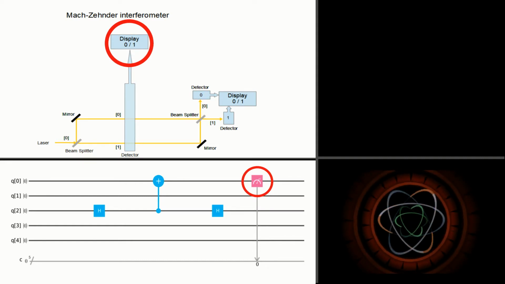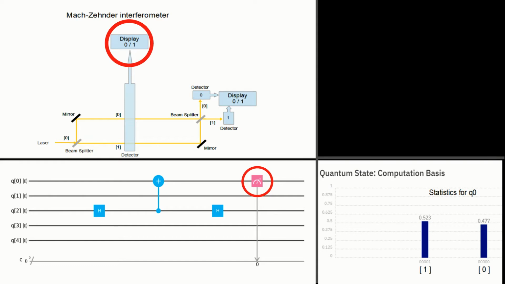Let's measure this information. The result clearly shows that in fact both paths are used. It's exactly as we reasoned before. The photons sometimes are taking path 0 and sometimes path 1. But why then did we see this interference behavior with all photons exiting at detector 0?